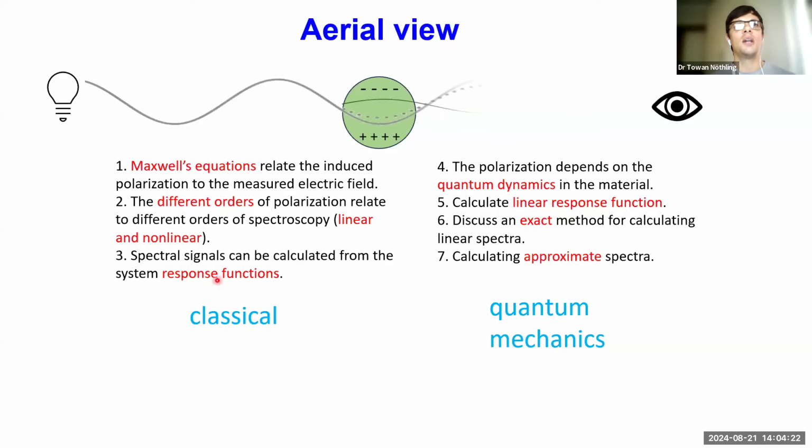Now, this can be done using classical physics, but in order to go further, we need quantum mechanics. Using quantum mechanics, we are going to discuss how the polarization depends on the quantum dynamics in the system. We will calculate the linear response function, which relates to the linear spectroscopy, like absorption. We are going to discuss an exact method for calculating linear spectra, and we will be calculating approximate spectra.